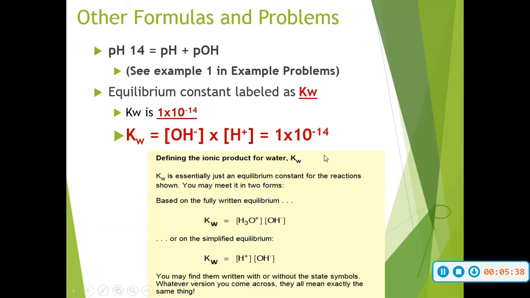Okay, so Kw is essentially just an equilibrium constant for the reactions shown. You may meet it in two forms based on the fully written equilibrium. Kw equals hydronium times hydroxide, or on the simplified equilibrium, Kw equals hydrogen ion times hydroxide ion. You may find them written with or without the state symbols. Whatever version you come across, they all mean the same exact thing.